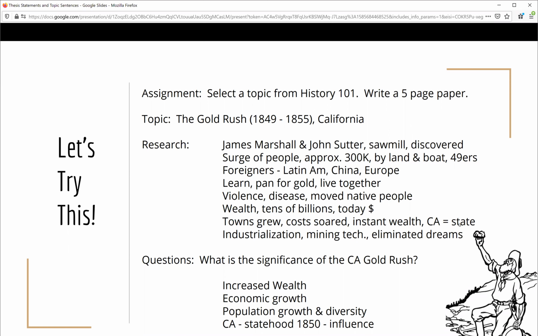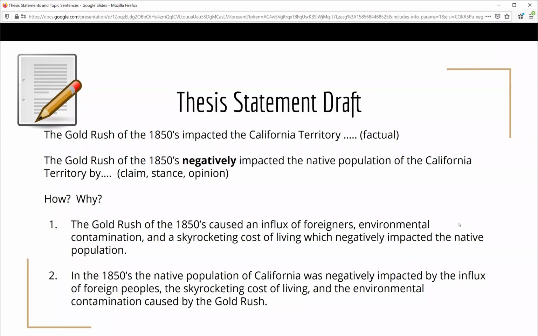Now, it's time to take that information and draft a thesis statement. If you started a statement like, "The gold rush of the 1850s impacted the California territory," you would actually be creating a factual statement. Remember, you need to make a claim or take a stance. Let's say you added the word "negatively" to that statement: "The gold rush of the 1850s negatively impacted the native population of the California territory." That's much better. You have answered a question of quality.